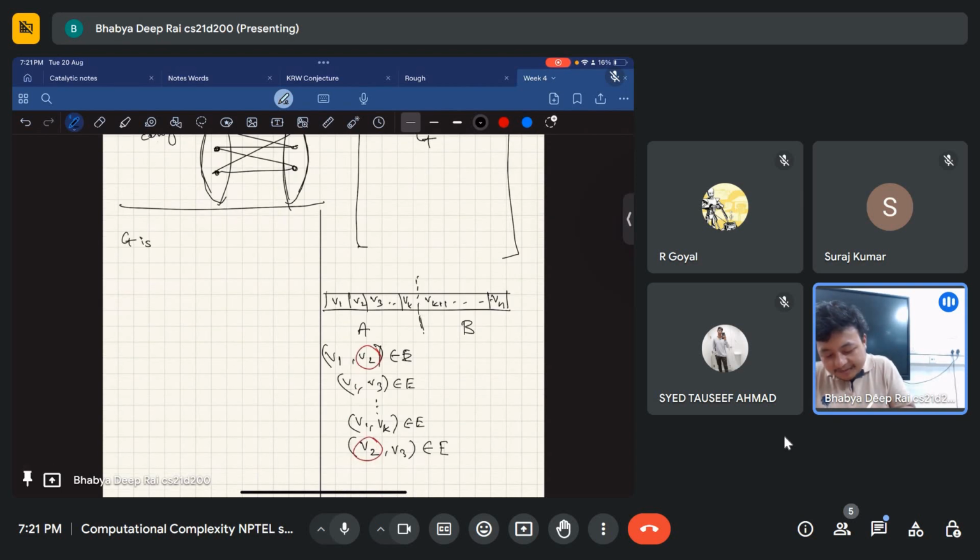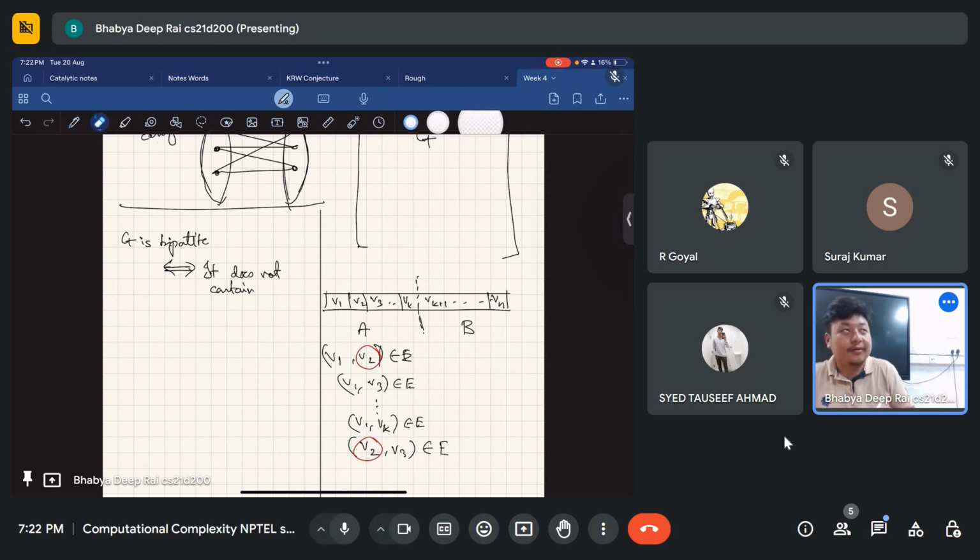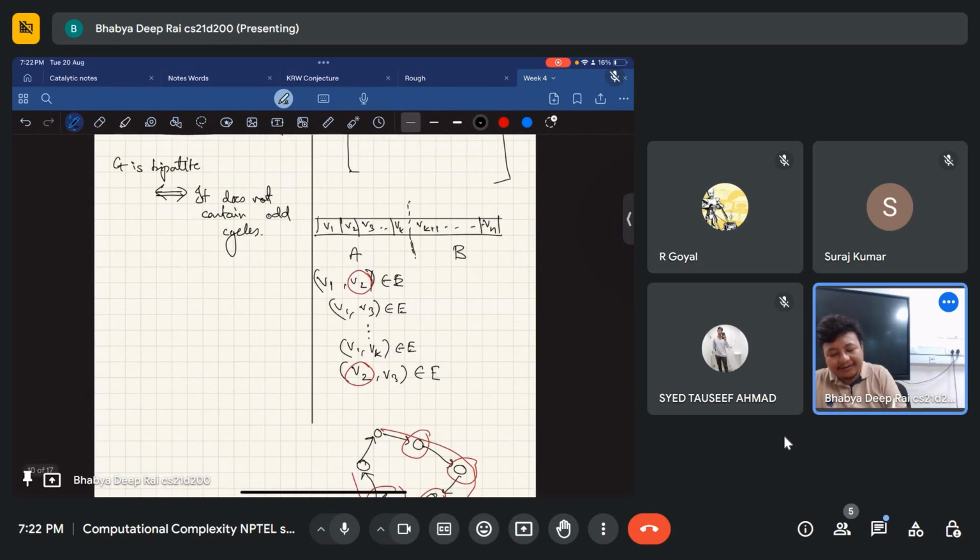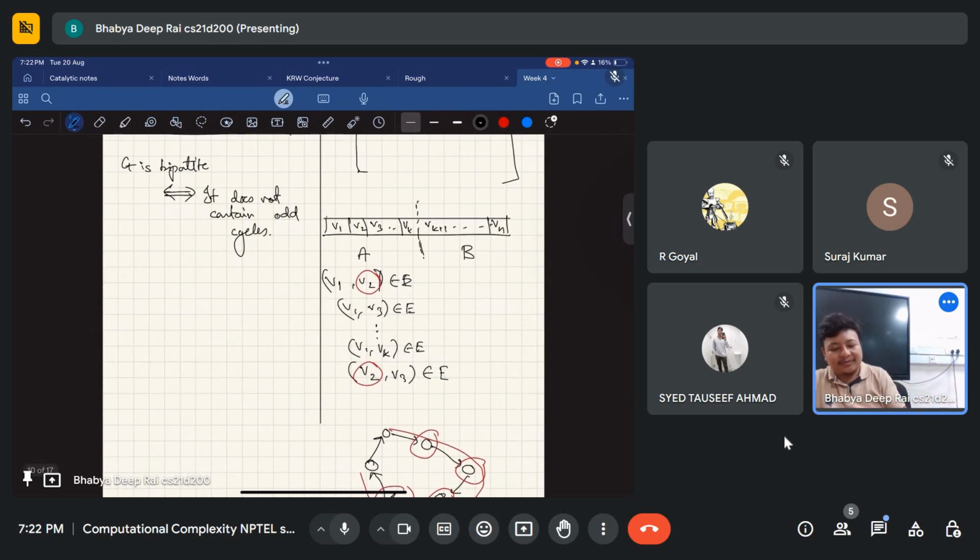Now, a graph G is bipartite if and only if it does not contain odd cycles. And now I think you can already tell where this is going. We already know how to solve cycle using NL, remember?